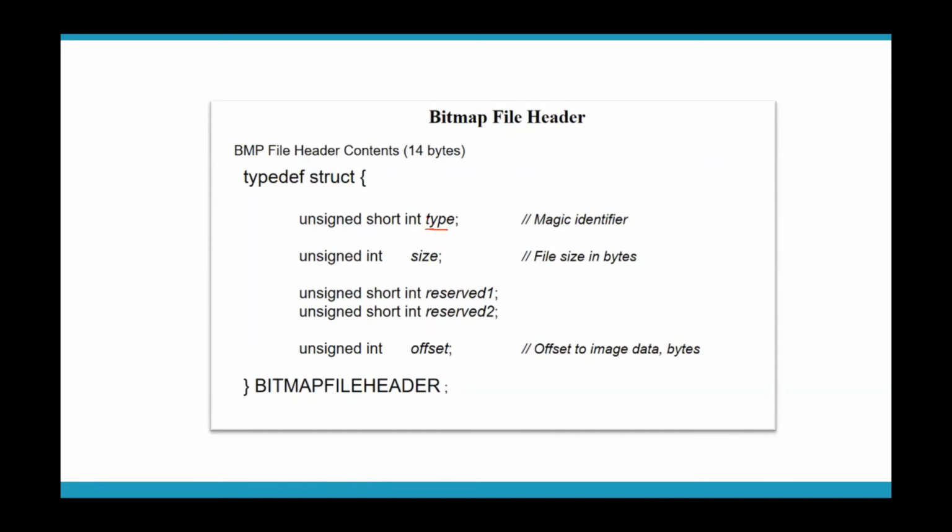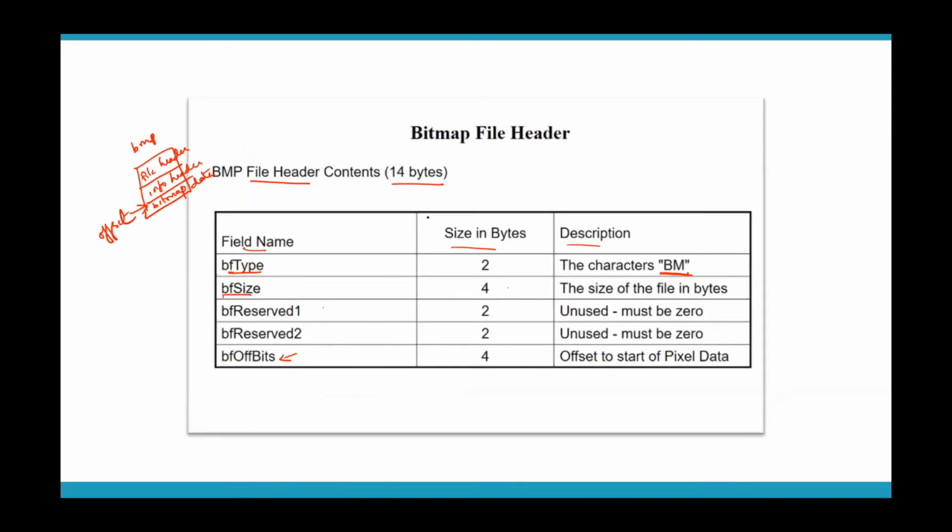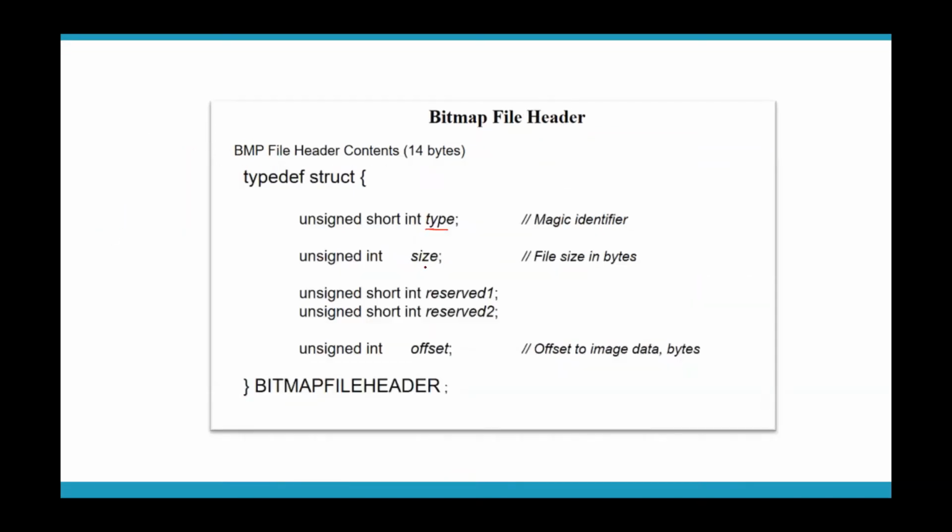So the first field is our type field, which contains the characters BM. The second field is the size field, which contains the size of our file in bytes. Then you have two reserved fields, which are normally set to 0. Then you have the offset field, which will give you where your actual image data is starting. So this is the bitmap file header, which contains the information.